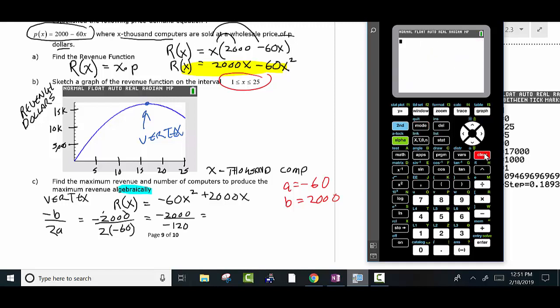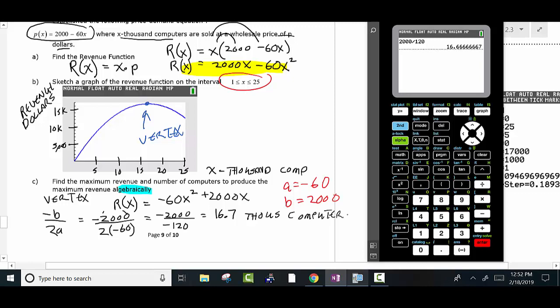We can take the calculator, and that'll give the X value of that vertex then. The two negatives divide to make a positive, so it'll be 2,000 divided by 120. That's about 16.7. Okay, we have that, and then the other thing is we want to find the maximum revenue. What that is would be 16.7 thousand computers, because that's what X means in the problem. So that's how many things you have to produce in order to get that maximum revenue.